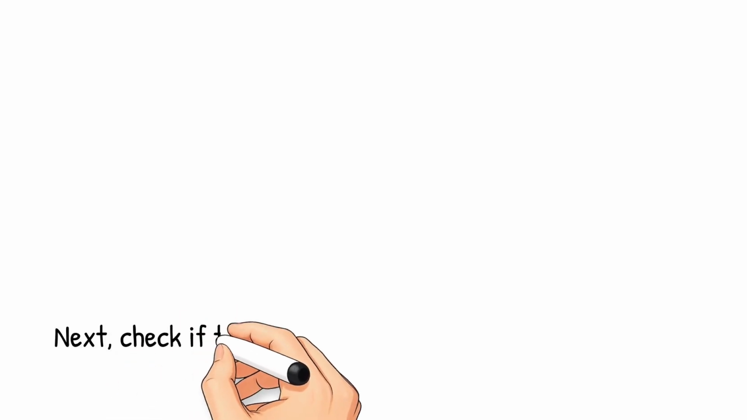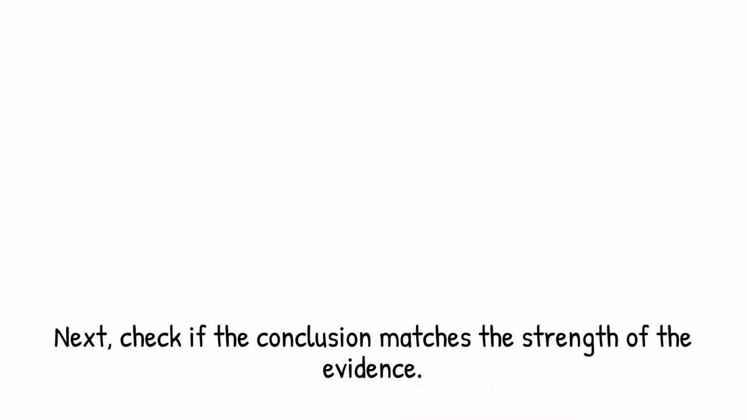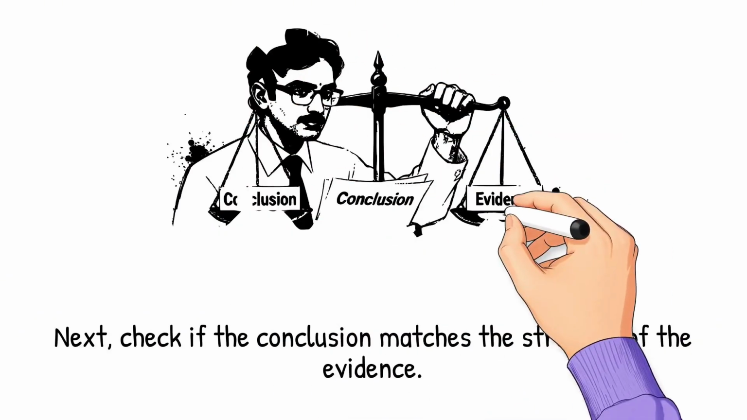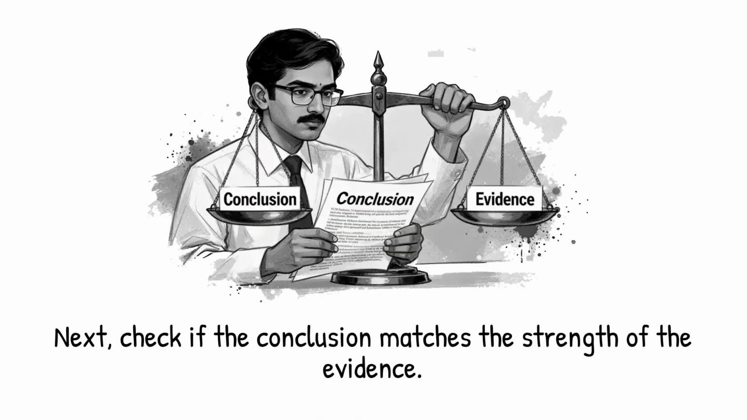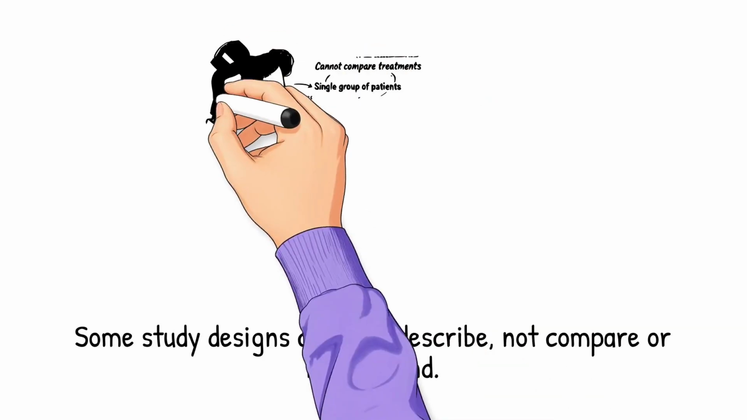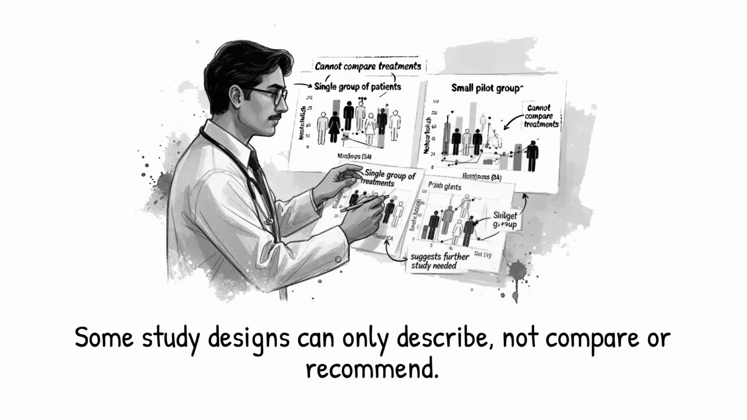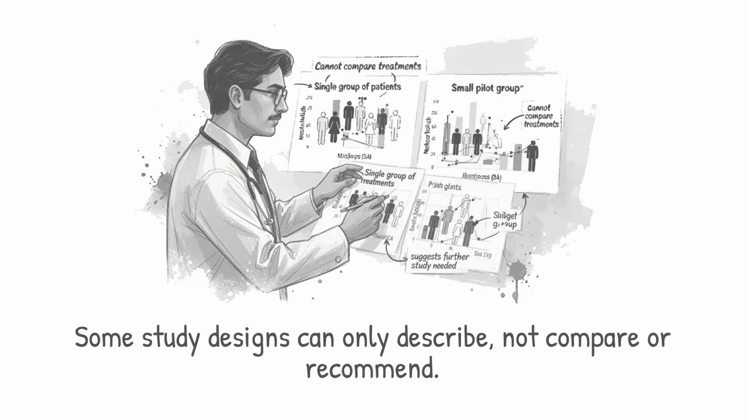The fourth thing you check is whether the conclusion is proportionate to the evidence. Does the strength of the conclusion match the strength of the study design and the size of the effect found? A single-arm retrospective cohort with no control group cannot conclude that one treatment is better than another. It can only describe what happened in this group. A small pilot study cannot conclude a technique is broadly recommended for clinical practice. It can suggest the technique deserves further investigation.